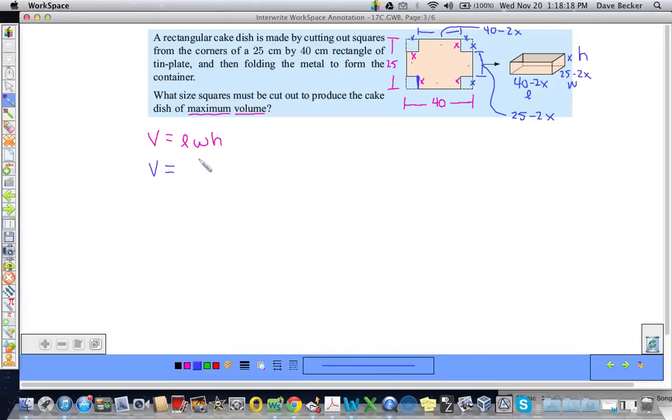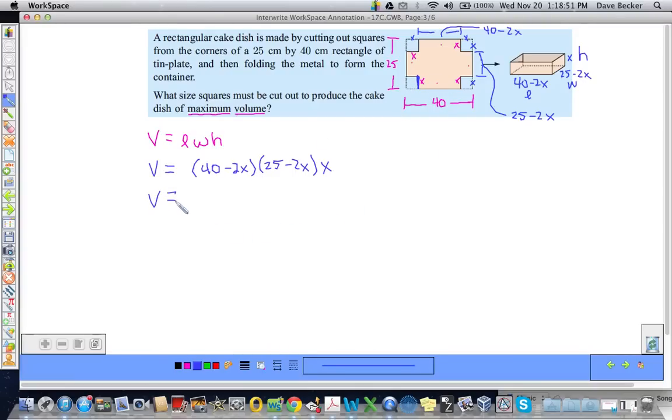And I would have 40 minus 2x multiplied by 25 minus 2x multiplied by x. And now we have a function of which we can take the derivative and try to find a maximum point, or the value of x for which the volume is maximized. And that value of x represents the length of the sides of the squares.